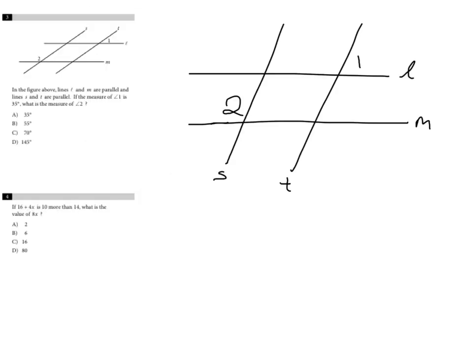Okay, let's look at number 3 now. In the figure above, lines L and M are parallel and lines S and T are parallel. If the measure of angle 1 is 35 degrees, what is the measure of angle 2? Before we answer this question, let's go back to some of the definitions of parallel lines and transversals.